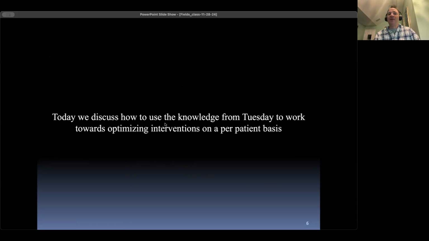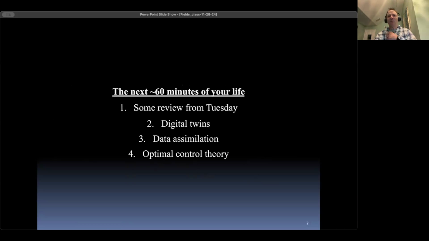So we're going to discuss how we use the knowledge from Tuesday to work towards optimizing interventions on a patient-specific basis. We'll start off with some review from Tuesday, and then we'll go into how this can help us build digital twins and talk about the importance of assimilating data as more and more becomes available, and then trying to throw optimal control theory at it to find optimal interventions, right?